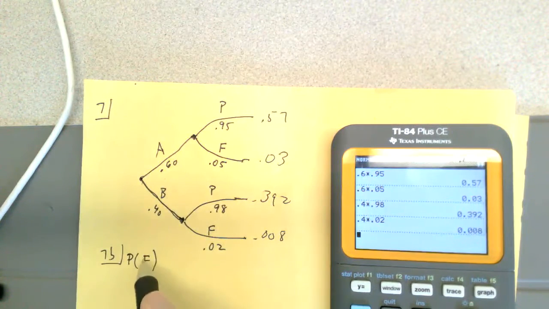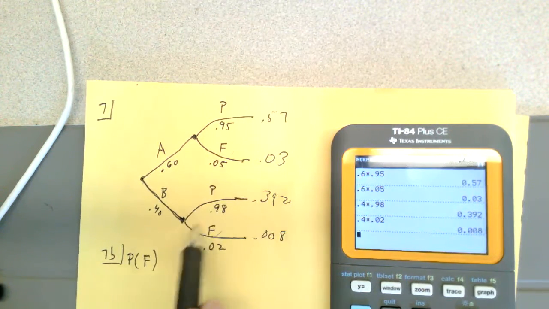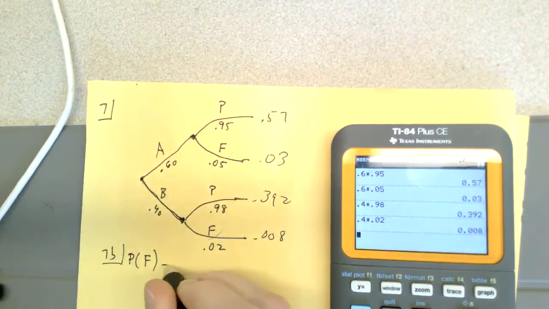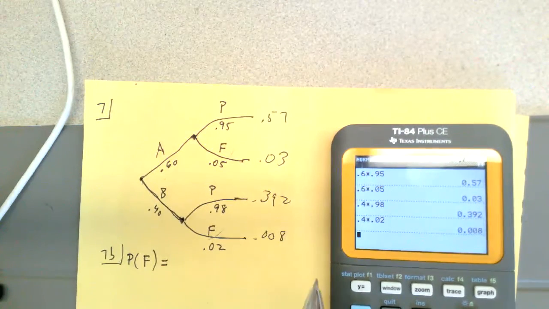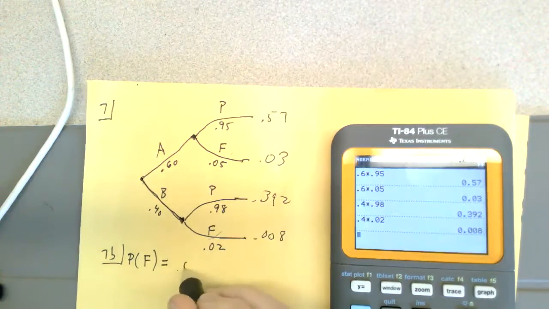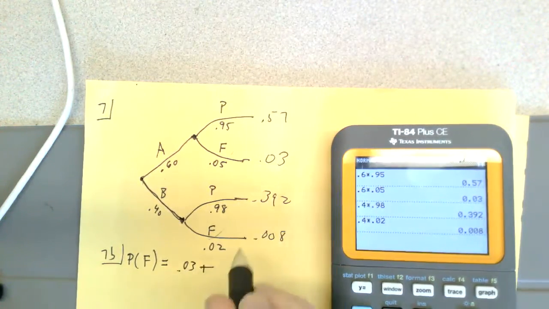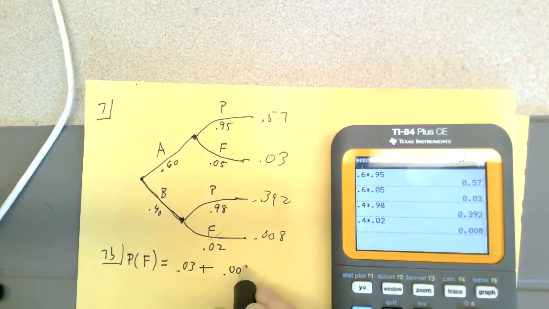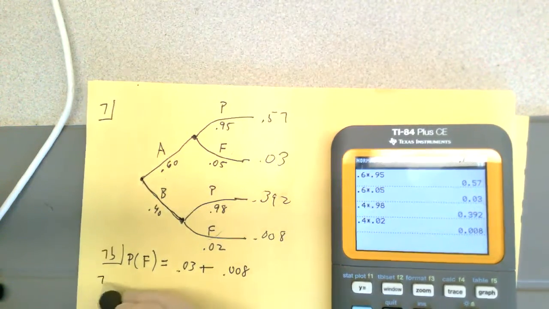Well, the thing is, failure is an outcome which is associated with more than one branch in the tree diagram, this one and this one, which means to find it, we need to add together all the end branch probabilities associated with that event. So that would be the 0.03 plus the 0.008. Okay, so whatever that is, that'll be the probability of failure.